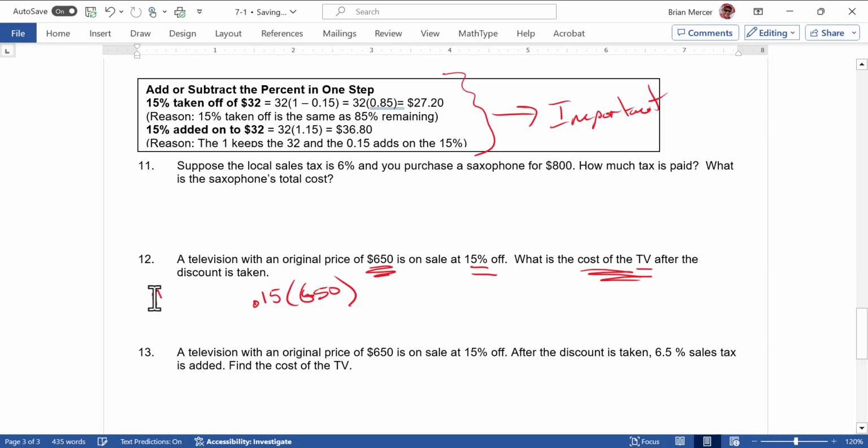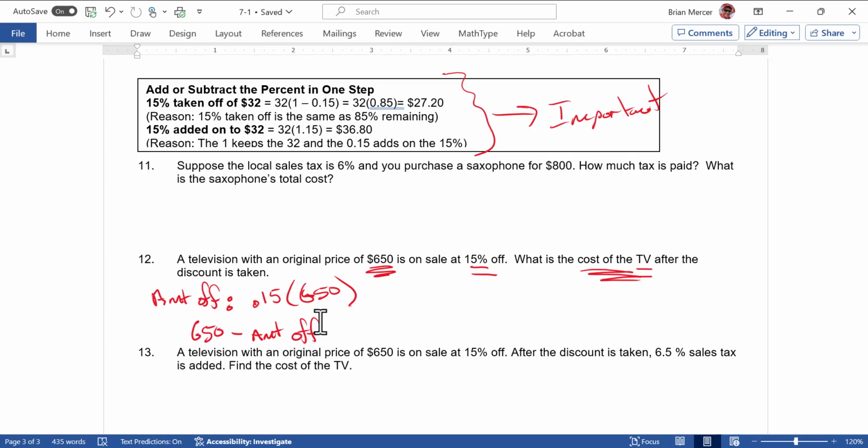So one way to do it would be figure out 15% of 650, so that's 0.15 times 650. And this is the amount off. That's one way to do this. So I'd have to figure that out, and then I'd have to subtract 650 minus the amount off. I don't really want to do it that way. Now, the reason I don't want to do it that way is I'm not asked for how much did I save. I'm not asked for what's the amount off. I just want to know what's the new price.